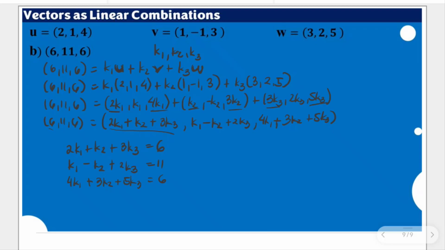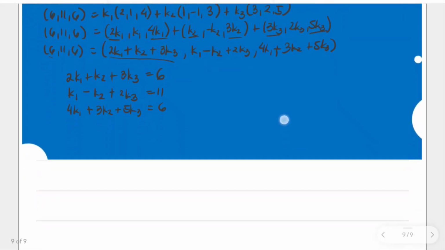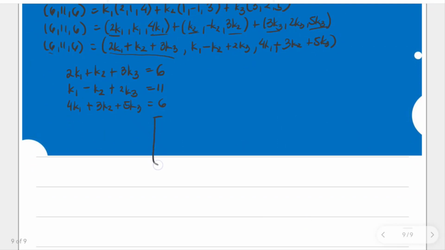So we need to use the augmented matrix equivalent for that. We have 2, 1, 3, 6, the coefficients; 1, -1, 2, 11; and for the third row, 4, 3, 5, and 6. Then we are going to use Gauss-Jordan elimination to come up with the reduced row echelon form, so that we can see whether k sub 1, k sub 2, and k sub 3 all exist.